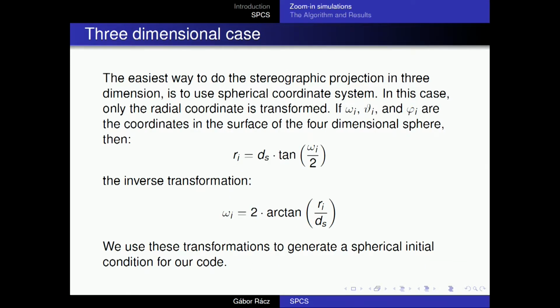But we want to do cosmological simulations, and we have 3 spatial dimensions. So we want to do this in 3 dimensions, and luckily it's easy, basically as easy as in 1 dimension. If you use a spherical coordinate system, only the radial coordinate is transformed. So theta and phi are untouched, and we do compactification in the radial coordinate. And we use this transformation to generate initial conditions.